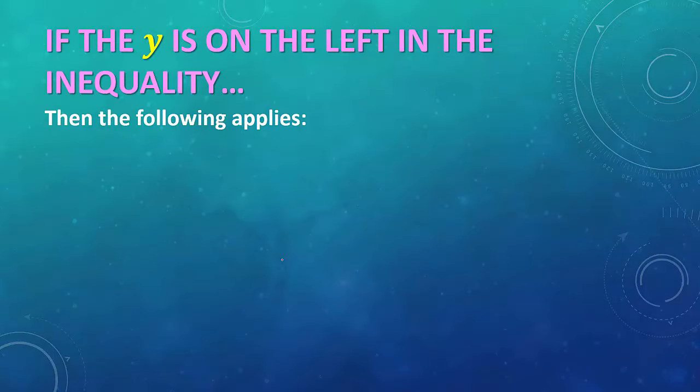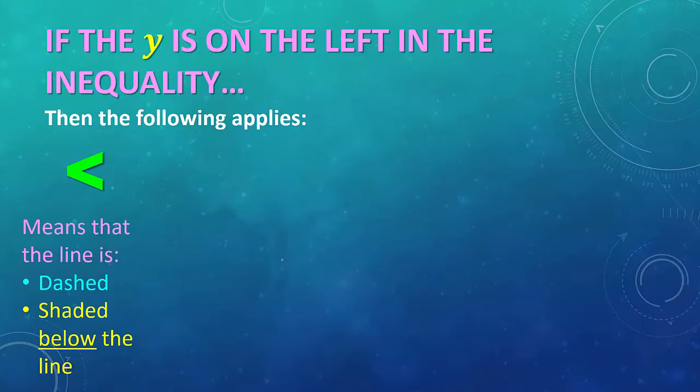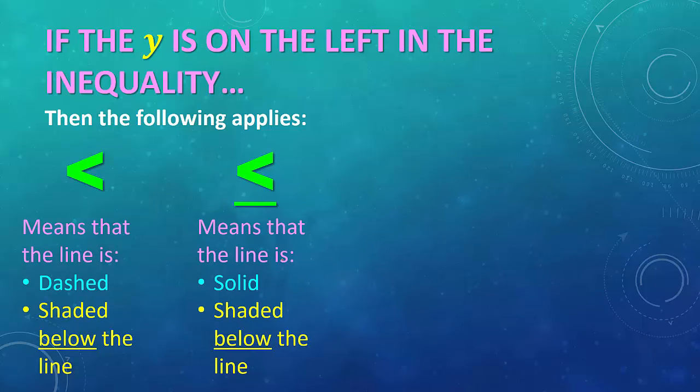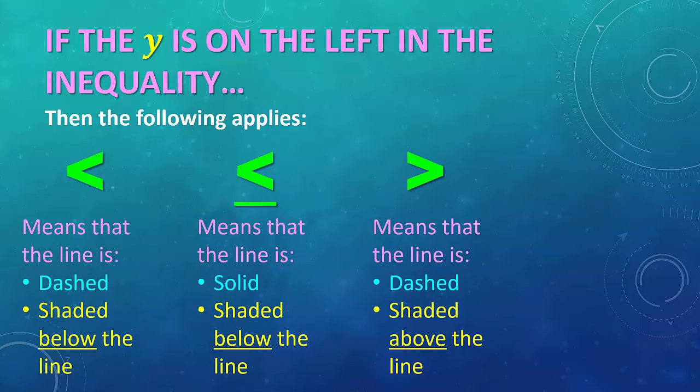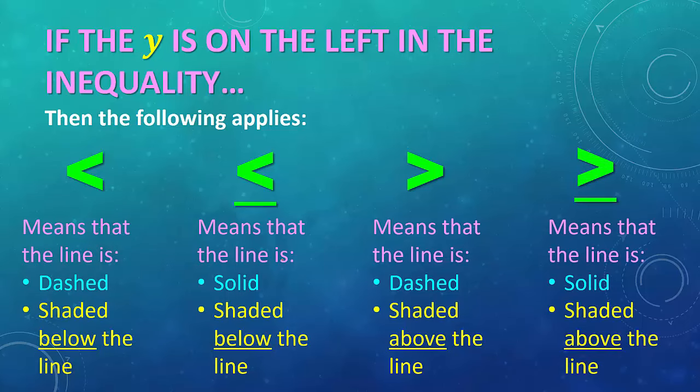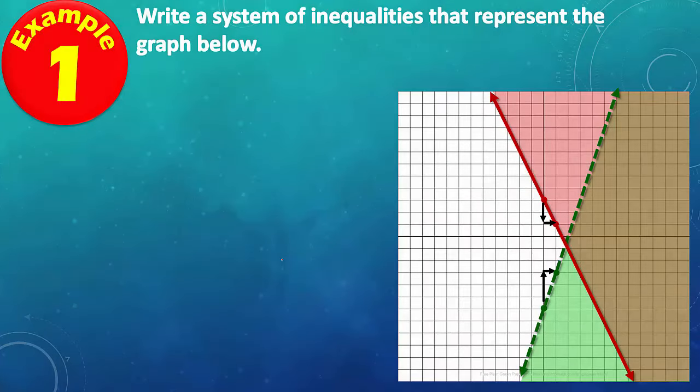All right, so now, assuming that y is on the left of the inequality, this is just a refresher. Less than, dashed line, shaded below. Less than or equal to, solid, shaded below. Greater than, dashed, shaded above. Greater than or equal to, solid, and shaded above. So just as a refresher. So let's dive right into the first example.